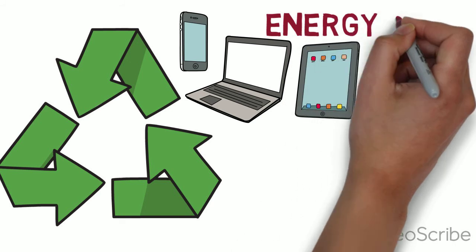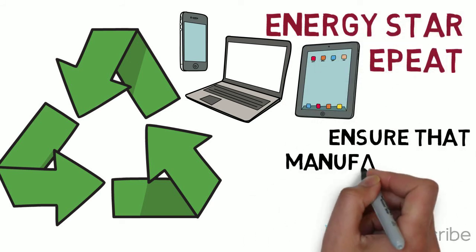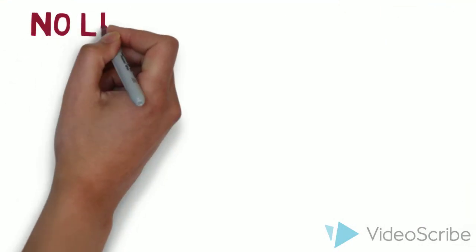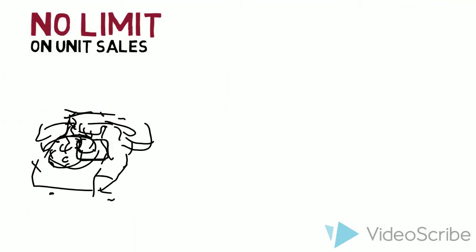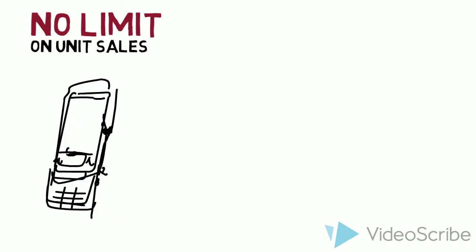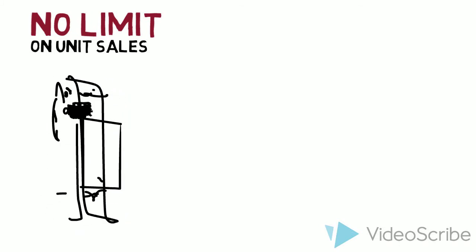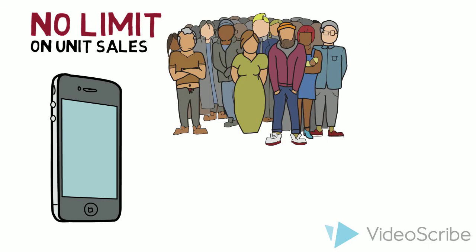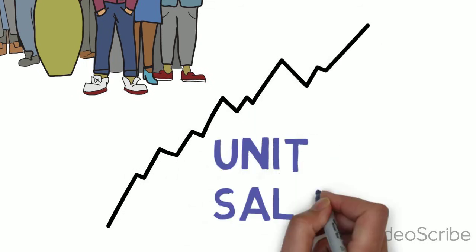The development of green IT improves the recyclability of electronic devices every year. There are also regulations such as Energy Star and EPEAT to ensure that manufacturers use as much environmentally friendly technology as possible. However, there's no limit on unit sales of information technology-related devices. To be able to use the latest and fastest information technology, people have to replace their personal electronic devices regularly. Moreover, there are new users that start to use information technology every day. These factors cause the increase of unit sales.